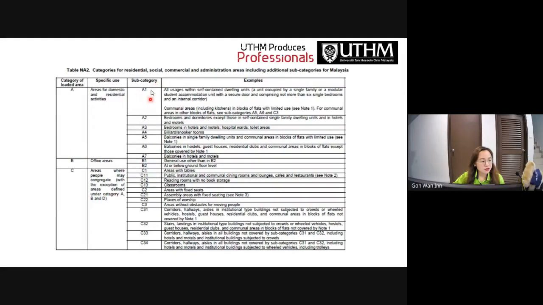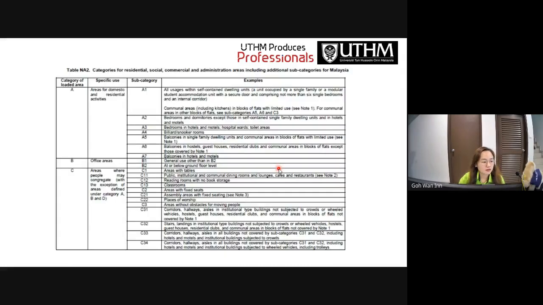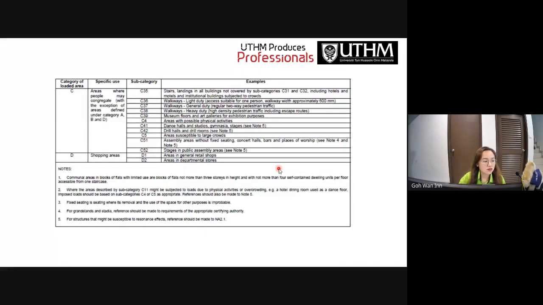So it will explain to you what is A1, A2, A3, everything. And it will show you the value also. Okay. So this is the QK you need to get for the variable actions. For the permanent action, we will calculate. Okay, so this is all the value you can refer to. Okay, depends on what is the design you want to use for.